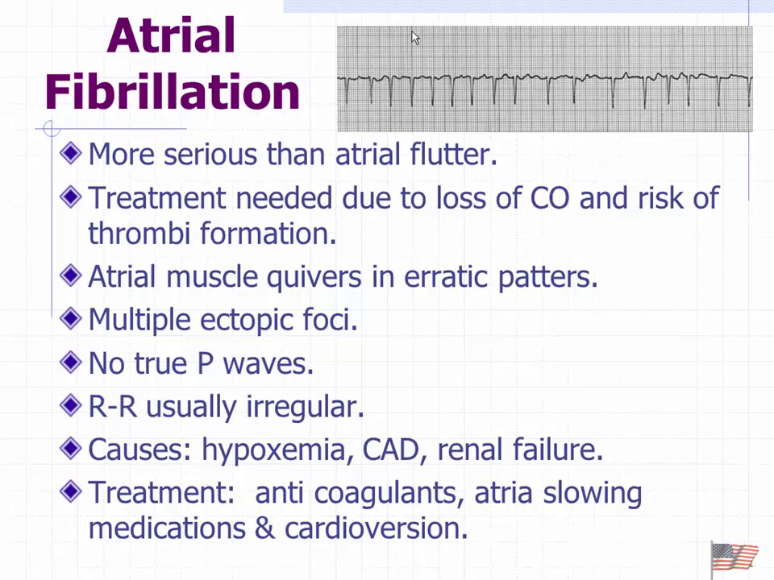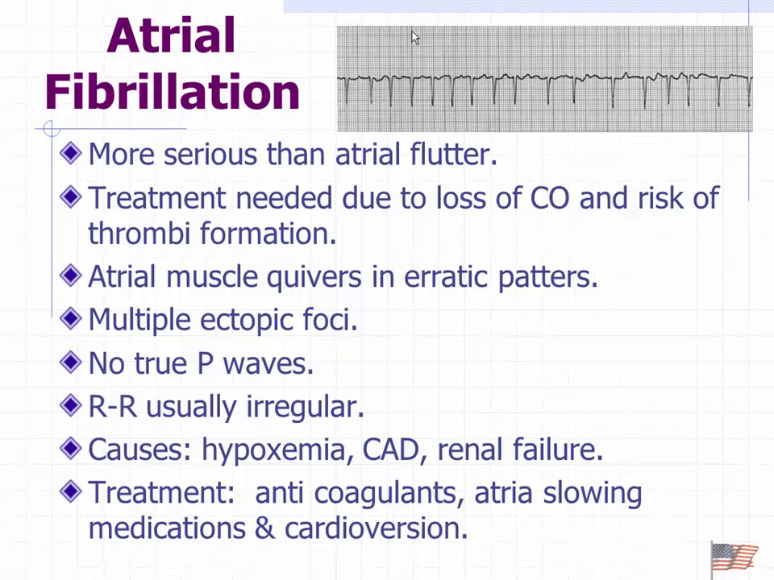Atrial fib is a bigger problem. The reason being is that the atria are just fibrillating, just sitting there, the blood that is in there is not being moved, so the potential for clots to develop. Those clots, when they get pumped out eventually, either go to the lungs or go to the brain. So there are higher risks for pulmonary embolism or for strokes.